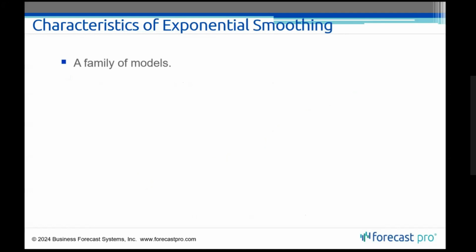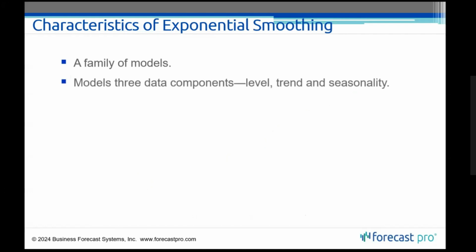Okay, so let's talk a little more about exponential smoothing. And first off, exponential smoothing is not a method. It's really a family of models. So there are lots of different models that make up exponential smoothing. The models forecast three different components. One is a sales level, another is trends, and a third, seasonal patterns. So exponential smoothing revolves around these three data components.